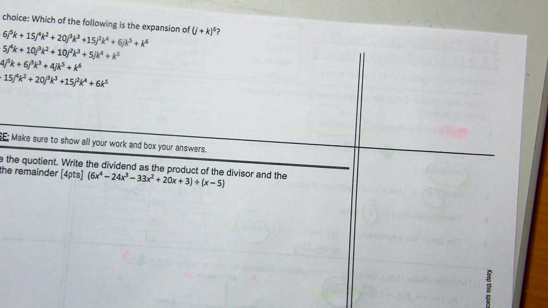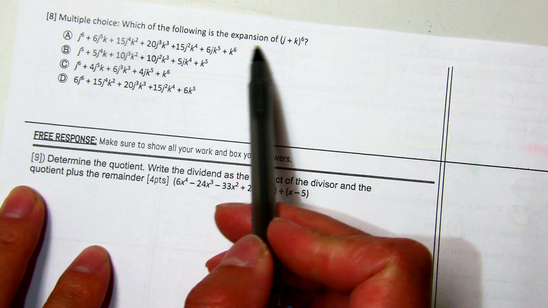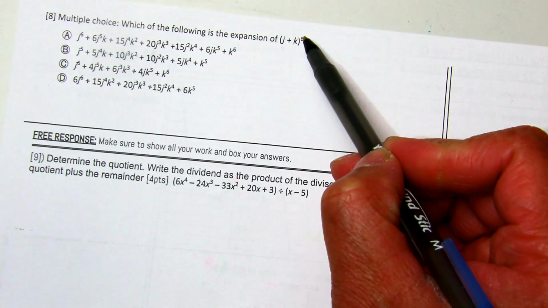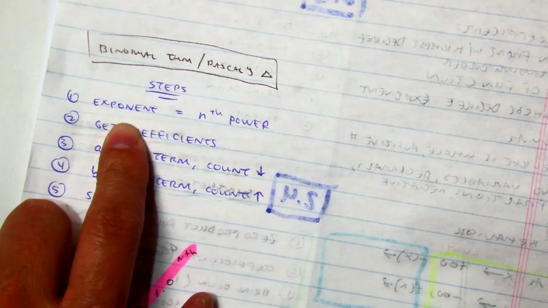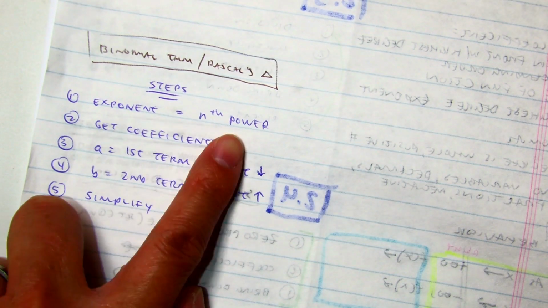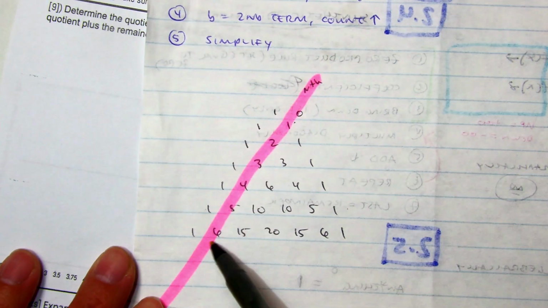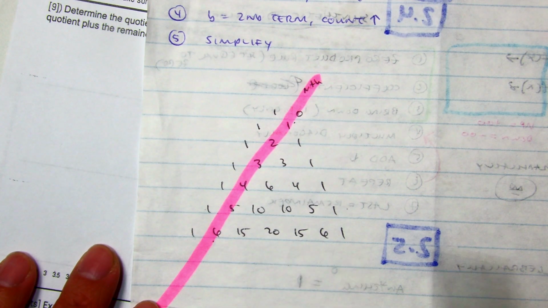All right, let's go over the backside now. Question number 8, which of the following is the expansion of (j plus k) to the 6th power? So to the 6th power, I just need to get the coefficients using the nth power. That number was 6. So I'm just going to go on my list to find the 6th one. That would be 1, 6, 15, 20, 15, 6, and 1.